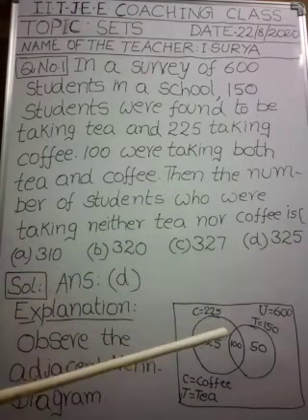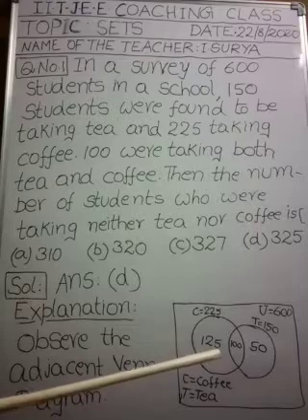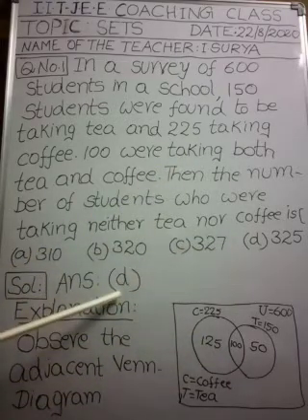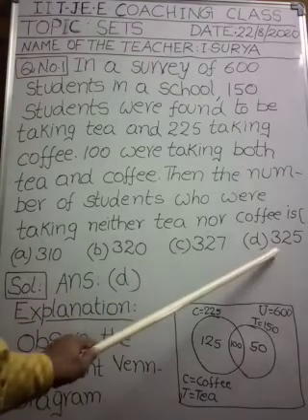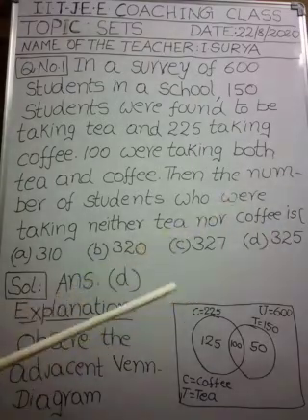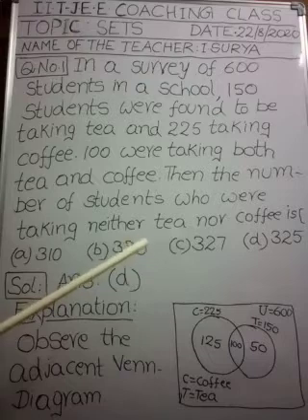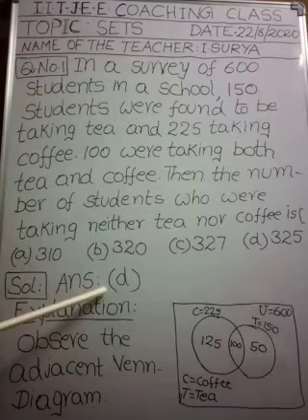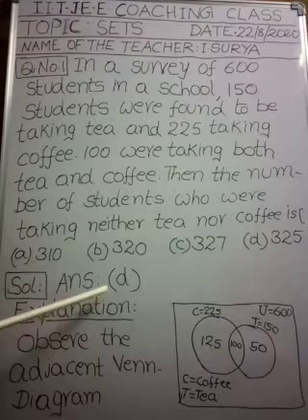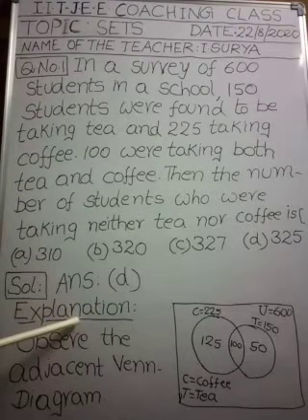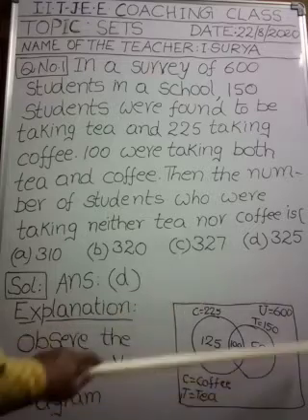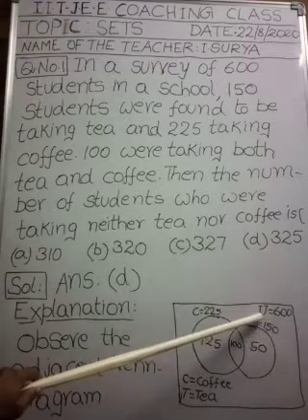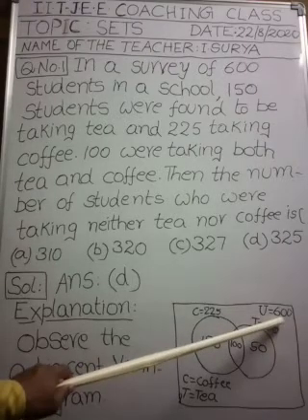Okay, my dear children. Now, out of these four options, the fourth option D is correct. That is 325. So, to check this answer, let us see this explanation part. I have drawn a Venn diagram. See this Venn diagram. In this Venn diagram, U stands for the total number of students in the school.